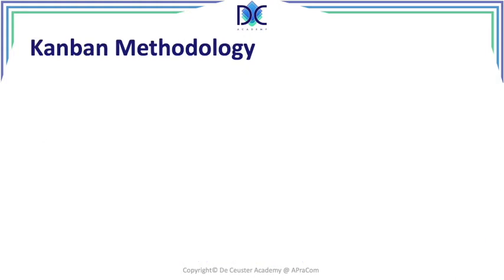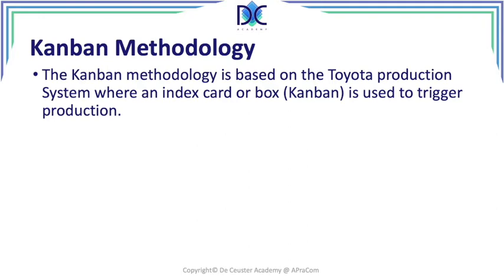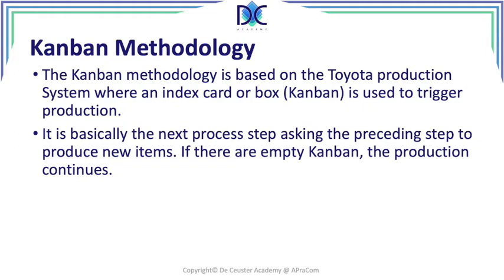On the other hand, we have the Kanban methodology. The Kanban methodology is based on the Toyota production system, where an index card or box, Kanban, is used to trigger production. It's basically the next process step asking the preceding step to produce new items. If there are empty Kanbans, the production continues. In a production process, you can see these boxes going between the different steps in the production. And as long as a step has an empty or not completely filled Kanban, they continue working.